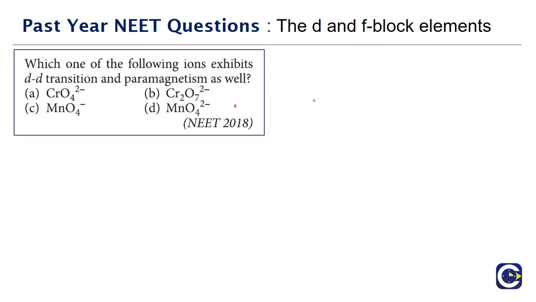Next, we have a question that has come in NEET 2018. Which one of the following ions exhibits d to d transition and paramagnetism as well? When the d to d transition happens, it is basically the transition between the d orbitals. So when you have some of the d orbitals having electrons and some of them vacant, then the d to d transition can happen. So here it's a straight question.